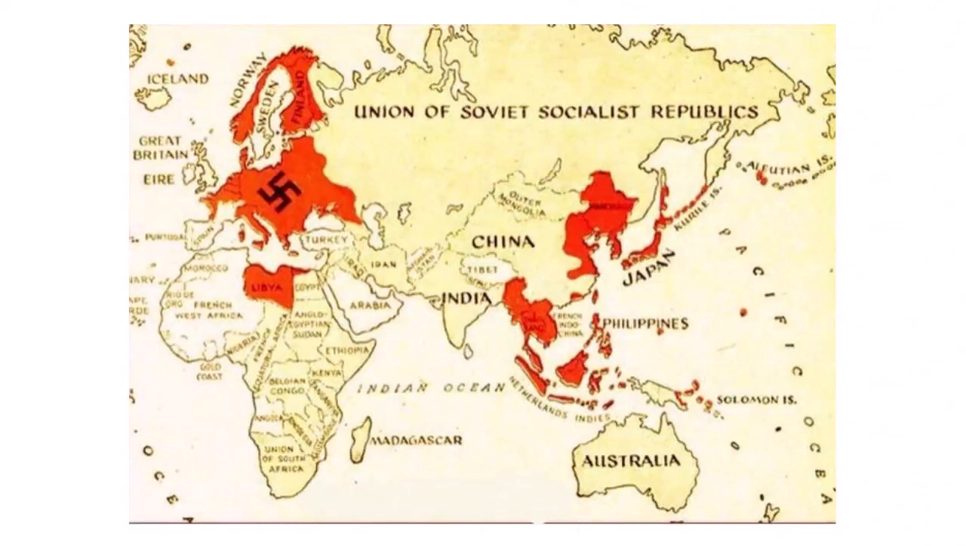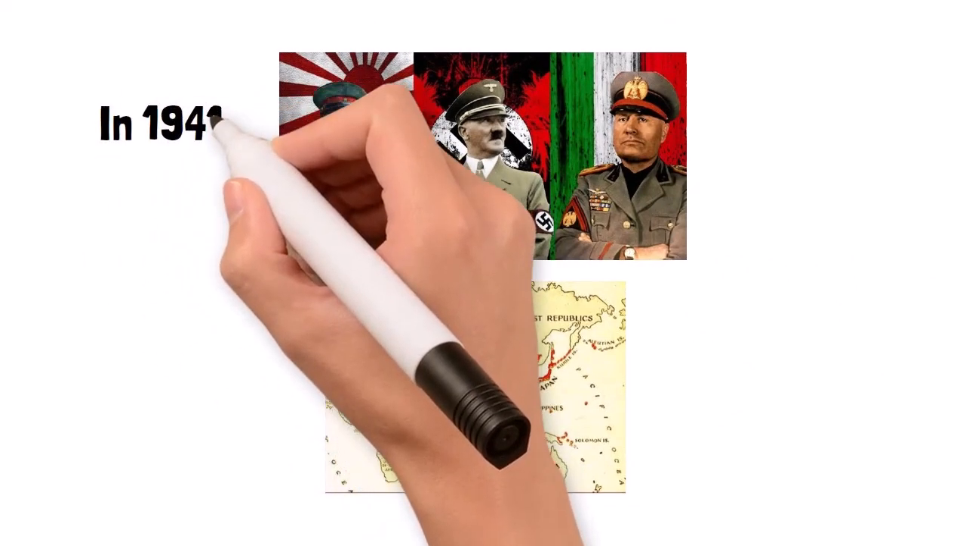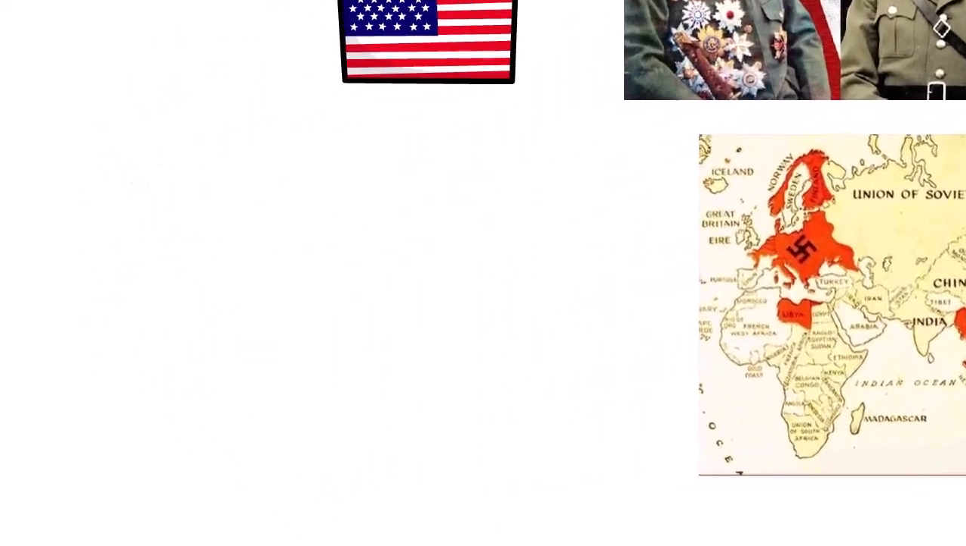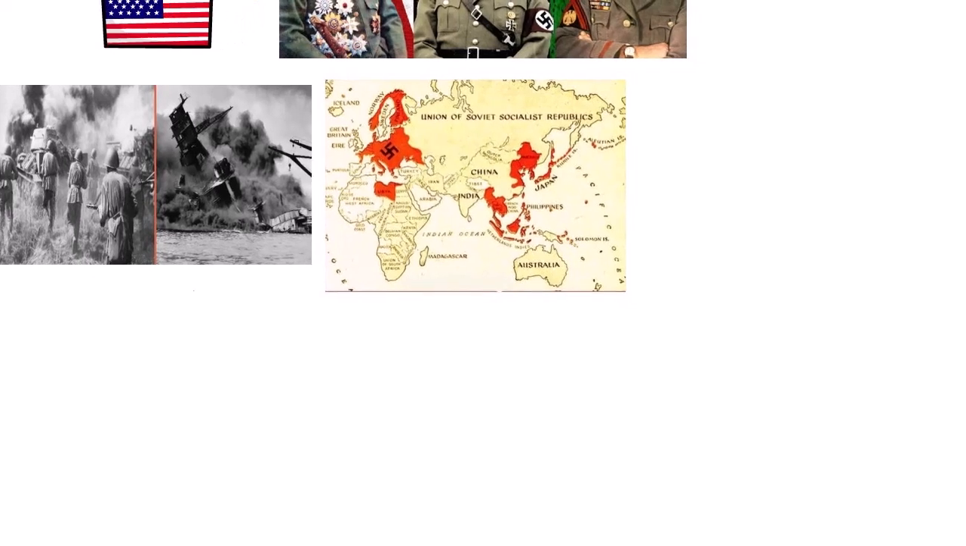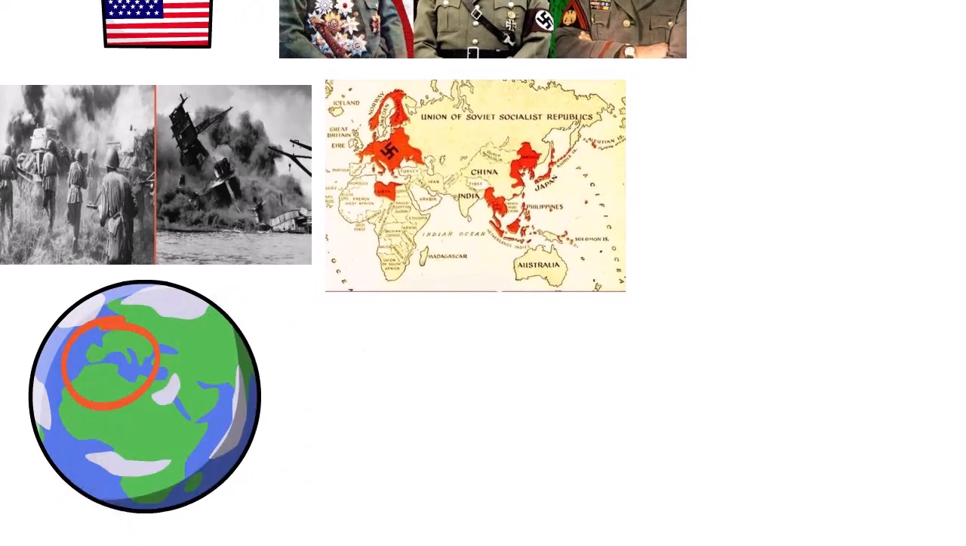The Axis powers initially enjoyed a string of military successes, quickly conquering most of Europe and Asia, but eventually the tide of the war began to turn against them. In 1941, the United States entered the war after Japan's surprise attack on Pearl Harbor. The Soviet Union, which had been invaded by Germany, also began to push back the Axis powers. In 1942, the Allies launched a counteroffensive in North Africa and Europe, which marked a turning point in the war.